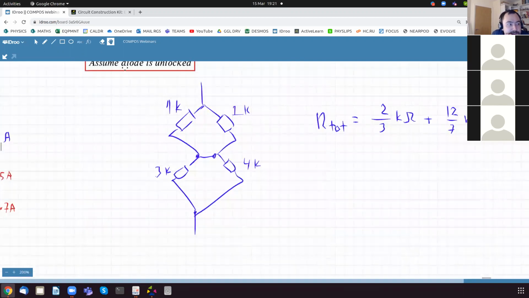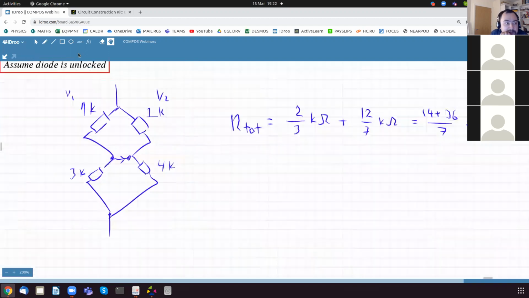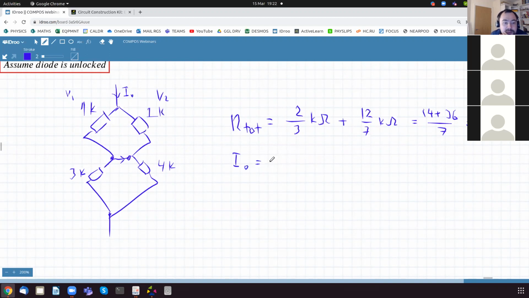Now we need the current through this branch, and we know that the voltage on V1 is equal to V2. Oh yes, of course, sorry. 50 over 21. So the current I0, let's call it I0, is equal to 100 volts divided by 50 over 21 times 1,000.